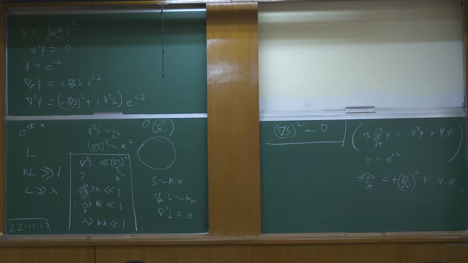Okay? Confusion? Something confusing? Del phi squared, this one?